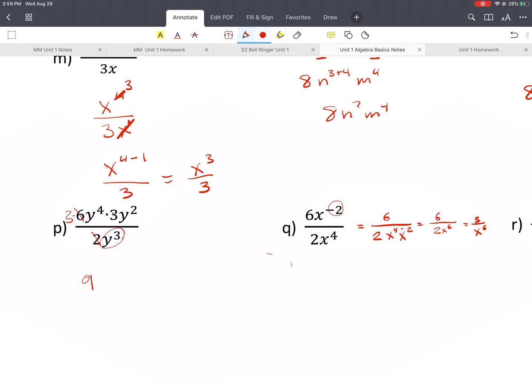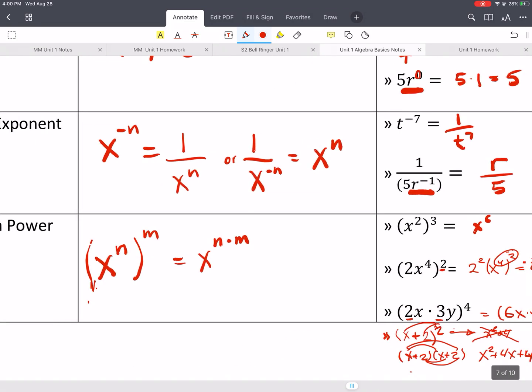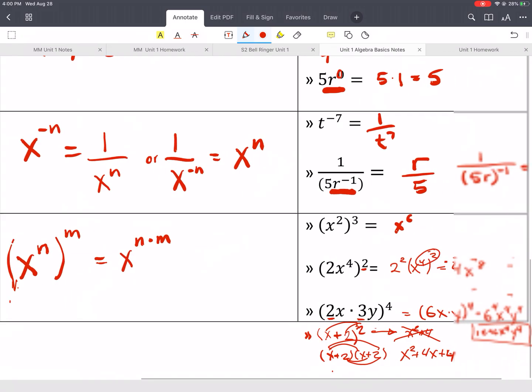And then we could even bring something up. Even though it's positive, we could do y to the 4th times y squared, and then we could bring it to the top and do y to the negative 3. And since they're all multiplied, we can add their exponents. So y to the 4 plus 2 minus 3, that would give us 9y to the 3. Okay? I mean, we can do anything. I didn't really mention that before, you could do the opposite. You could make it be negative.